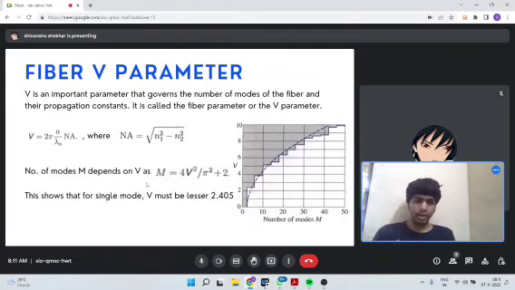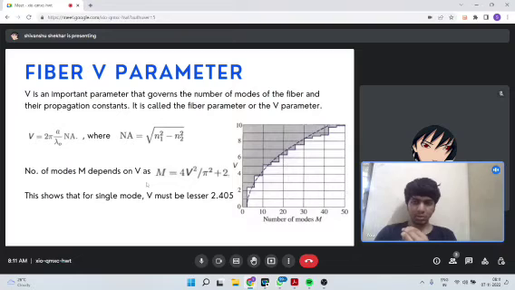Right. So coming to the parameters and values which we care about while studying these. One thing which comes on top is the fiber V parameter. What this gives an idea about is the number of modes of the fiber and the propagation constant. The formula for V, as you can see, is defined as 2 pi A upon lambda naught times NA. So what is NA?